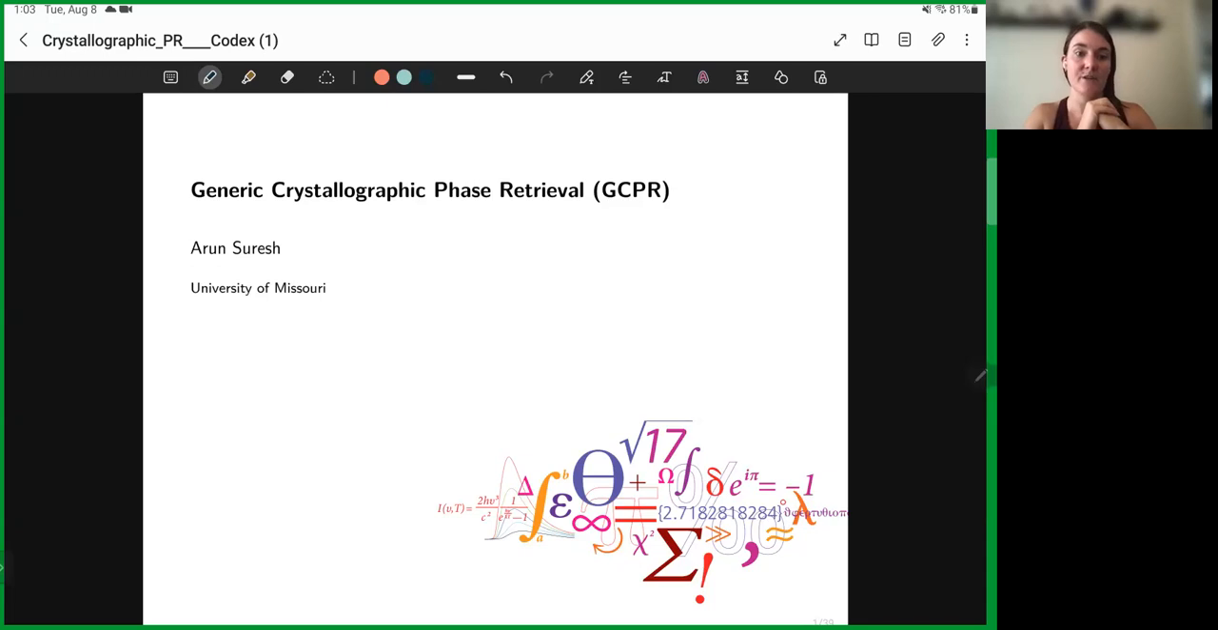Our talks this summer feature graduate students and postdocs who were nominated to speak by their senior colleagues. Today, we have Arun Suresh, who is a PhD student at the University of Missouri. We are happy to have him here today to tell us about the crystallographic phase retrieval problem. Take it away, Arun.